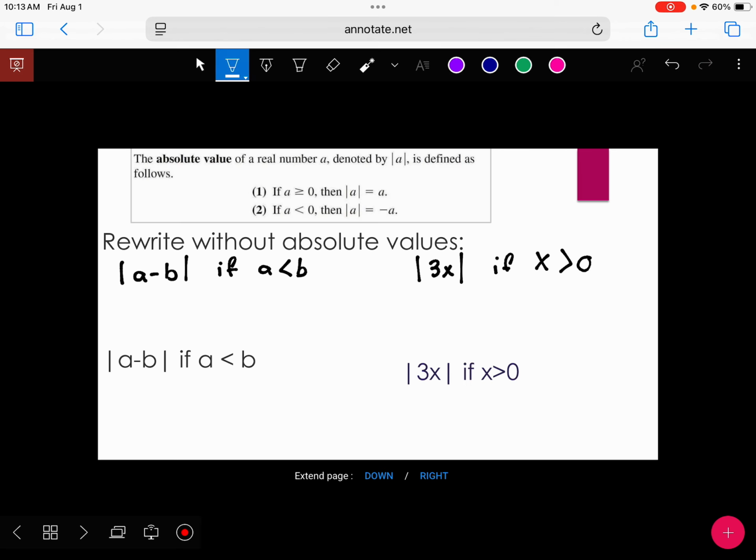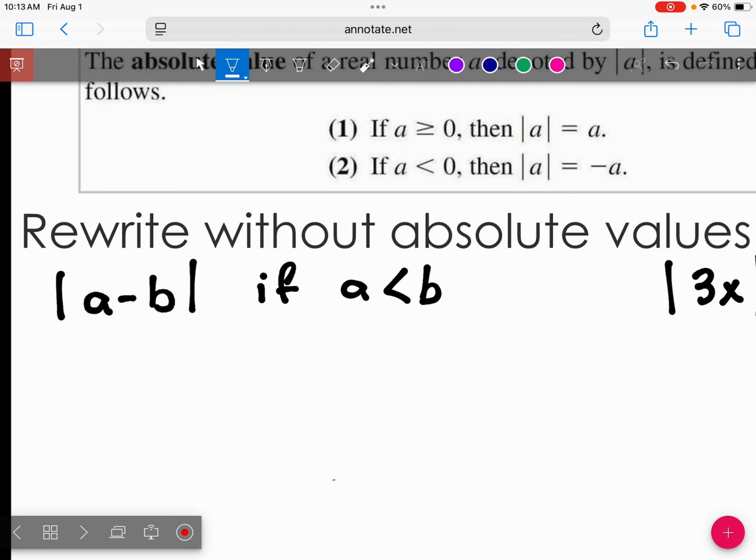So we're going to do 2 more of these absolute values. I just want us to be able to practice these again, because sometimes they're really specific. Sometimes they're really vague, like this first one. So if a is less than b, we want to know if the absolute value of a minus b is going to be positive or negative.